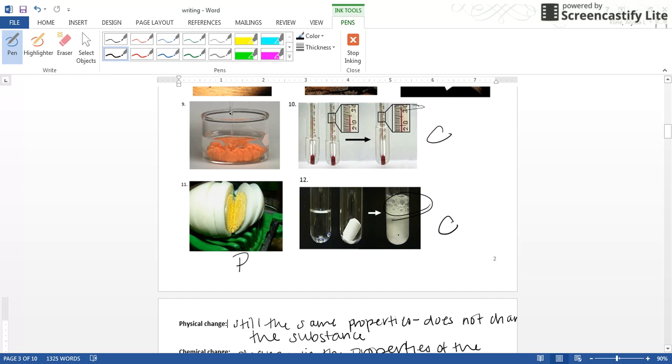This one here, we've got something clear mixing with something clear, forming this orange solid, okay? This is what's known as a precipitate, this solid that comes out of nowhere.